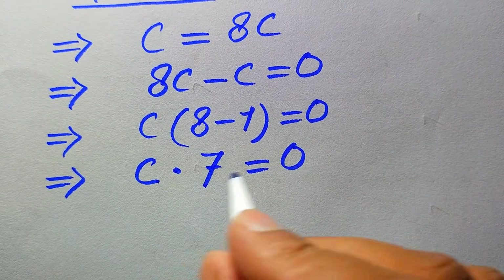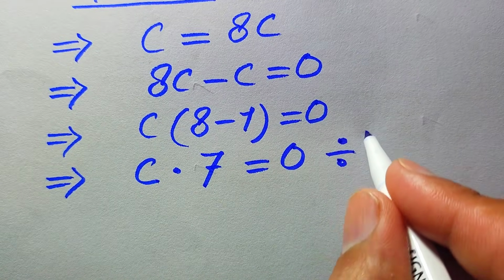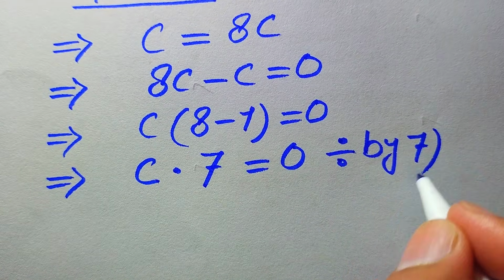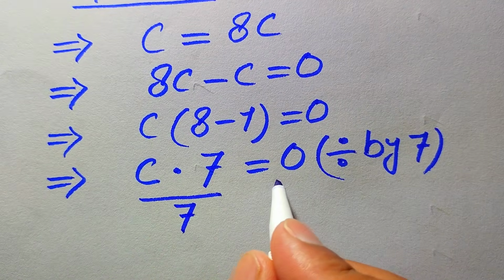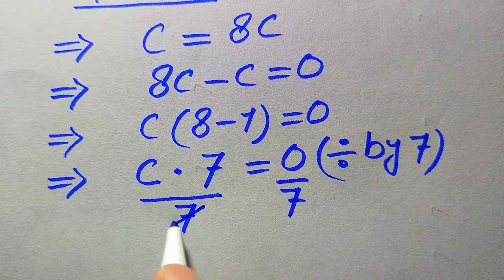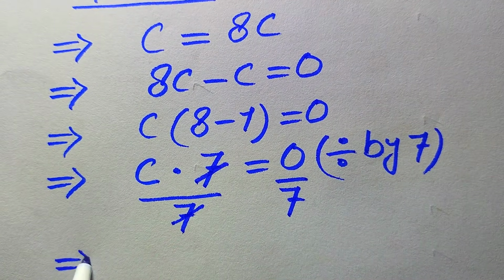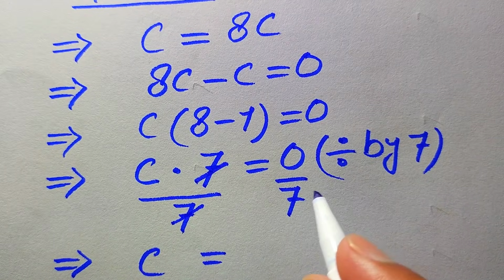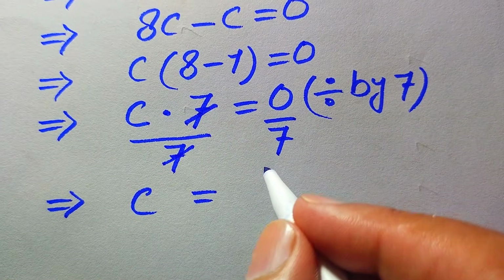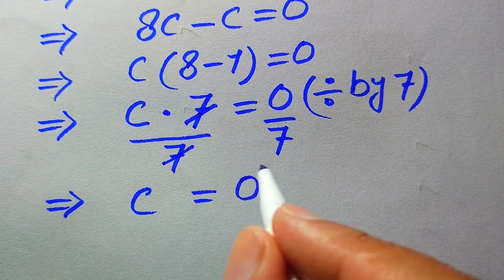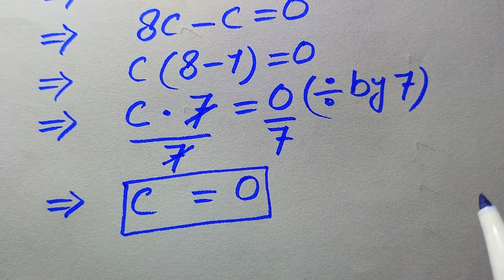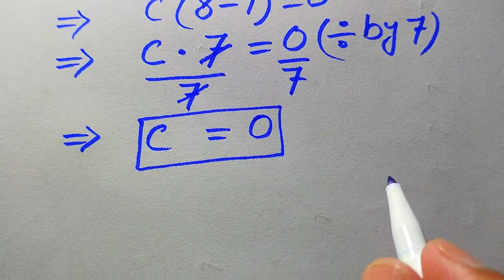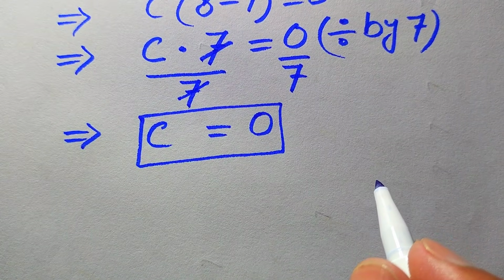Now our target is to get the value of c. For this we need to remove this 7, so we divide both of the sides by 7. When we divide by 7, this 7 and this 7 are gone, and we obtain c is equal to 0 divided by 7. We know that when we divide 0 by any other number, we always get the answer 0. So we get the value c is equal to 0 from the first method.